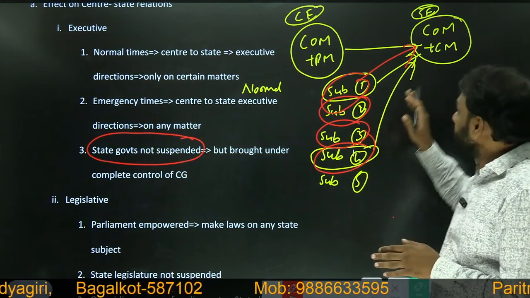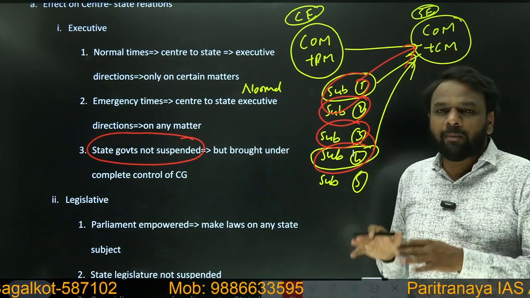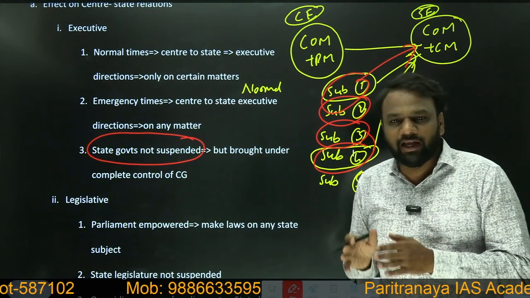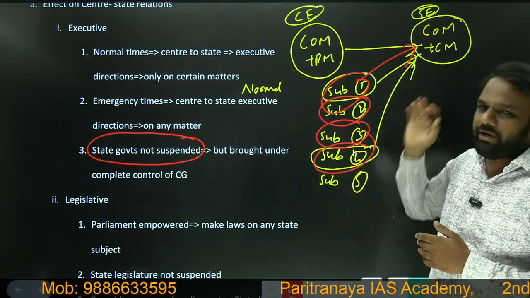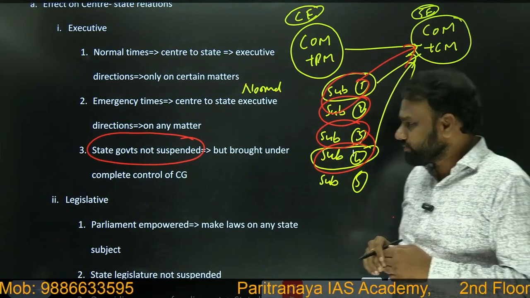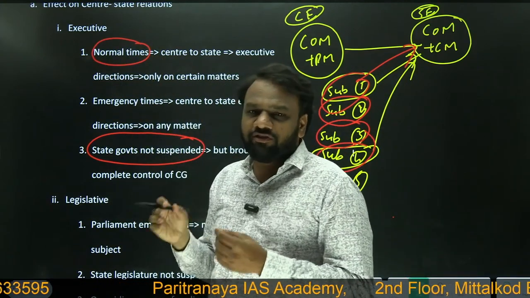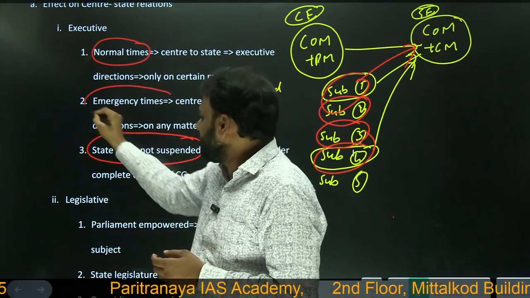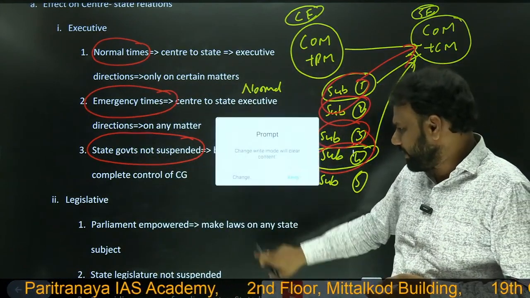It means the Council of Ministers headed by the Chief Minister exist at the state level, but they cannot act independently. Rather, they have to act as per the directions given by the central government. In normal times, the center gives directions only in a few matters, whereas in emergency time, the center can give directions to the state on any matter.